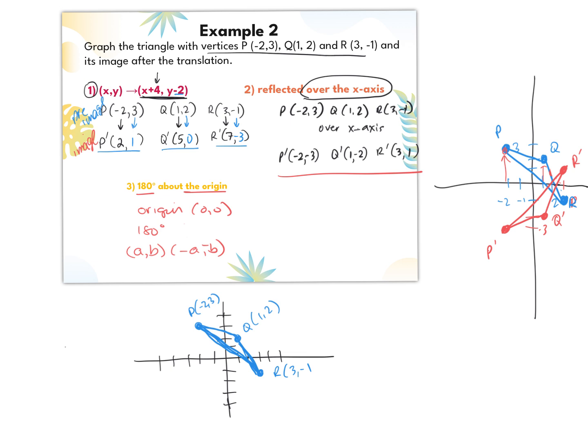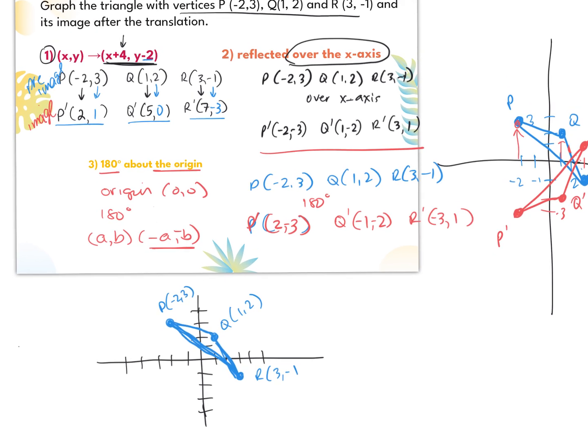So that being said then, again, if my P is -2, 3, my Q is 1, 2, and my original R is 3, -1, then I know that I can find my, let me do it in red, my P prime, my Q prime, and my R prime just by applying this formula. So again, this is a 180 degree rotation, but my x and y are going to swap signs. So it's going to be the opposite of -2 and the opposite of +3. It's going to be the opposite of 1 and the opposite of 2. And it's going to be the opposite of 3 and the opposite of -1. And so that's going to be my rotated shape.